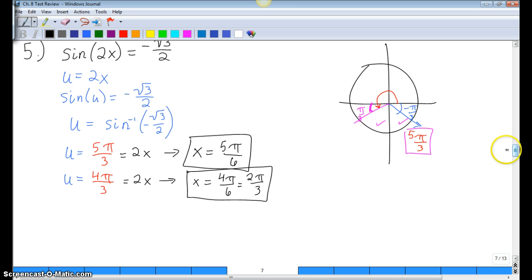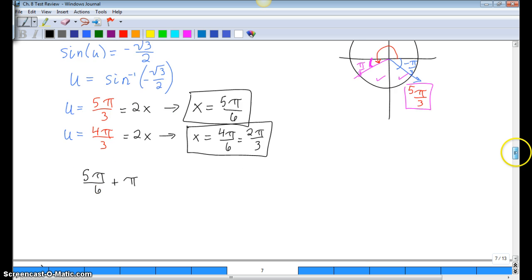All right, let me explain this through Desmos quick. Well, I'll give you the two other answers. You're just going to add pi to each one of these. So if we take, let's go over here, 5 pi over 6 and 2 pi over 3. Okay, we're going to add pi to them. We end up getting, in terms of 6's, that's 11 pi over 6 and 5 pi over 3. So here's our other two answers.